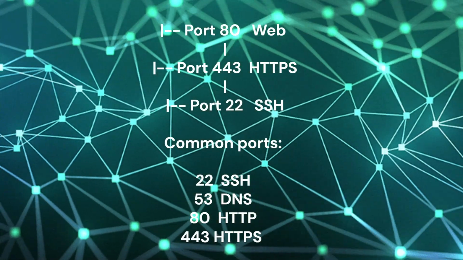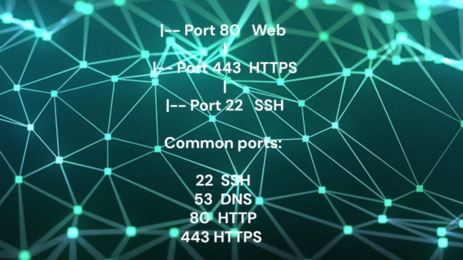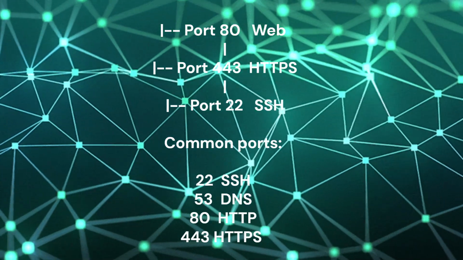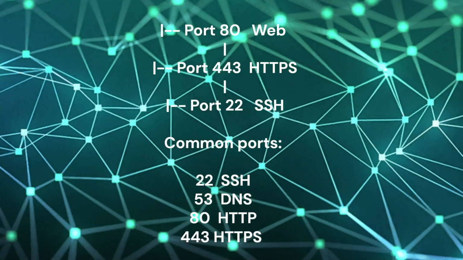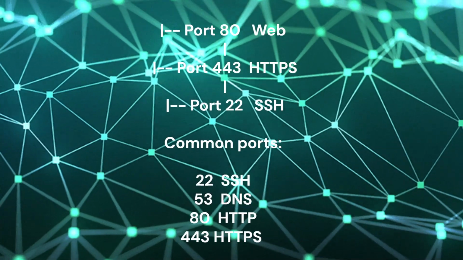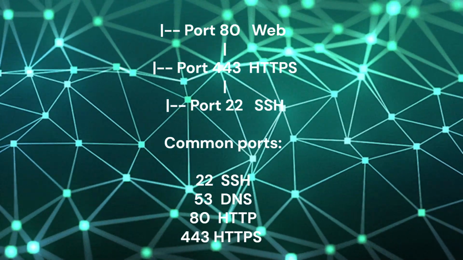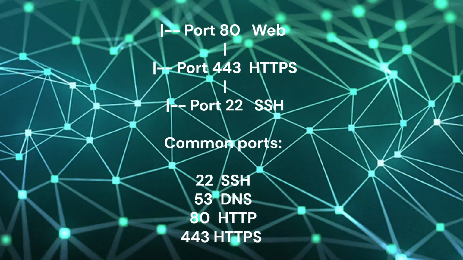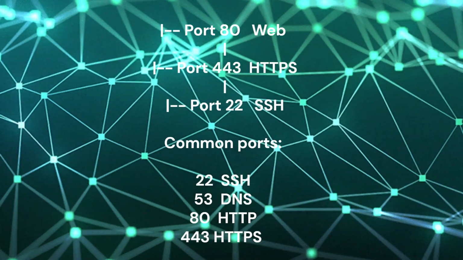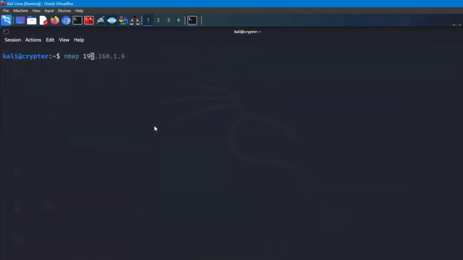Ports and services. An IP address tells us which device we are communicating with. A port tells us which service is running. Example: port 80 is web, port 443 is HTTPS, port 22 is SSH. Common ports: 22 SSH, 53 DNS, 80 HTTP, 443 HTTPS. Security professionals study ports because services need to be properly configured and secured.